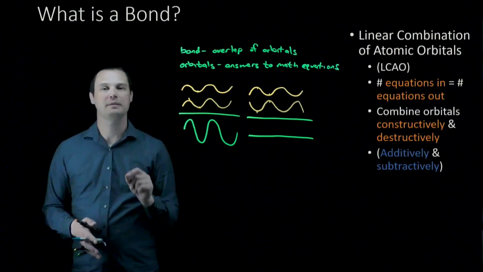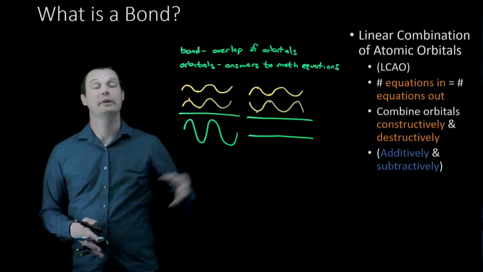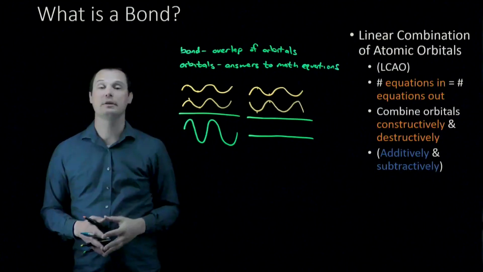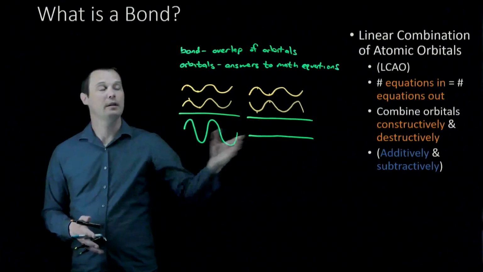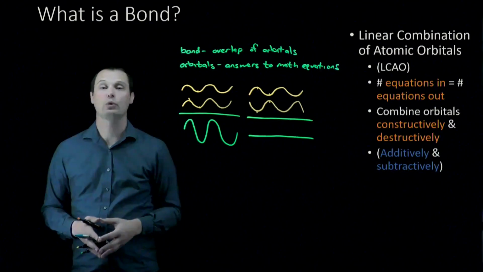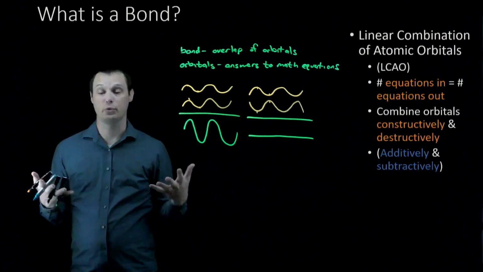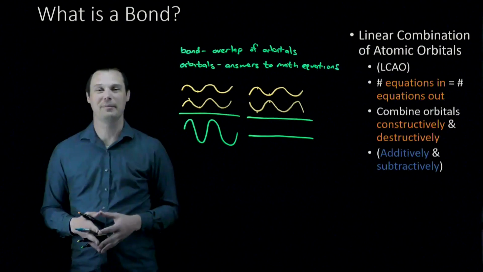So at its most basic mathematical level, the bond is a combination of orbitals using the linear combination of atomic orbitals. That tells us that we have to add them together constructively and subtract them destructively. We started with two electrons in two orbitals, so we have to end up with two new math equations. And these equations will describe the molecular orbitals that form. If orbitals are just answers to math equations, a bond is just an answer to what happens when you combine two math equations. And as we can see, that got a little bit complicated.